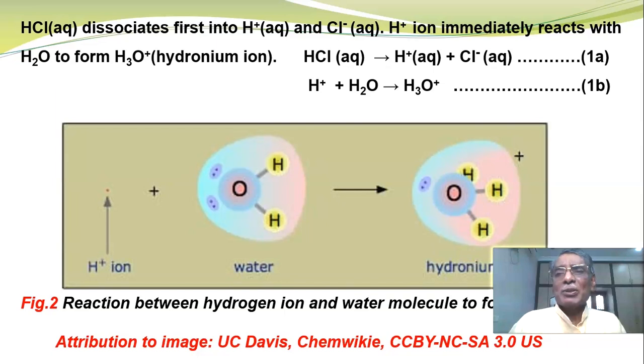HCl aqueous solution dissociates first into H+(aq) and Cl-(aq). H+ ion immediately reacts with H2O to form H3O+, that is hydronium ion. I have given the 2 steps here. See, H+ ion here reacts with the molecule of water and produces hydronium ion H3O+.